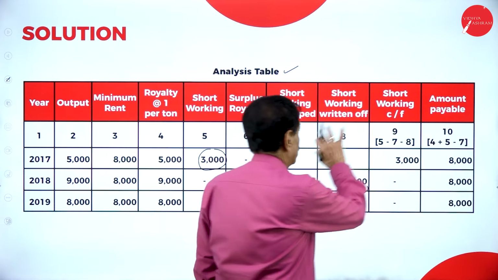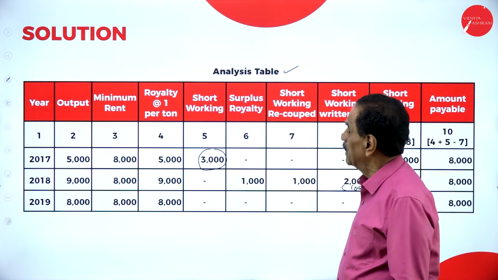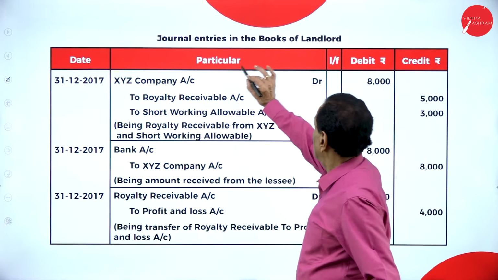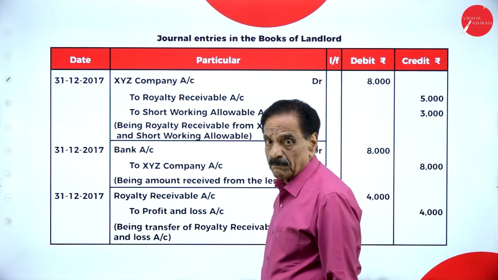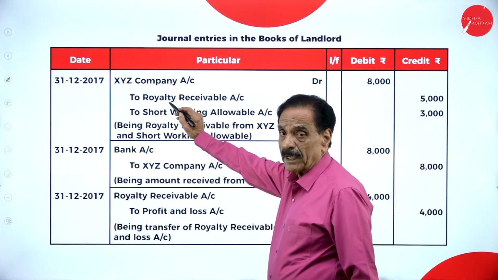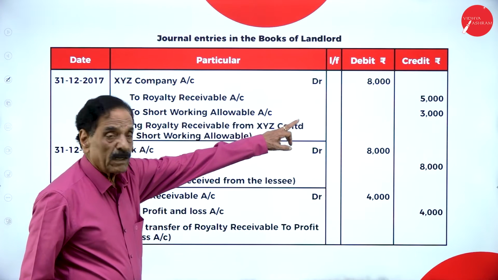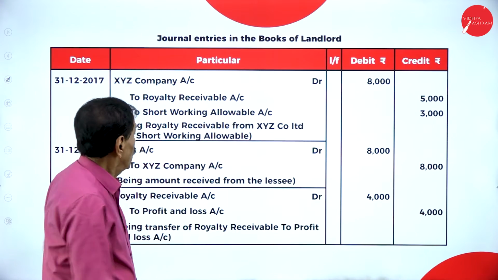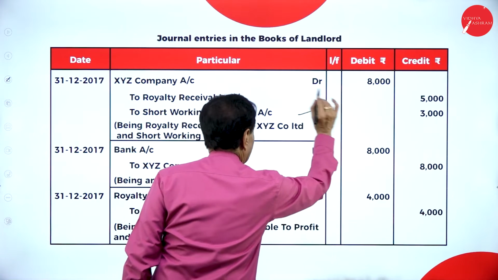If you understand this table, this is a very good table for you. Then we'll move on to the journal entries. Journal entry in the books of the landlord. So first one, your minimum rent is more. Who has to pay? Lessee has to pay. XYZ company account debit 8,000 to royalty receivable 5,000, short working allowable 3,000.